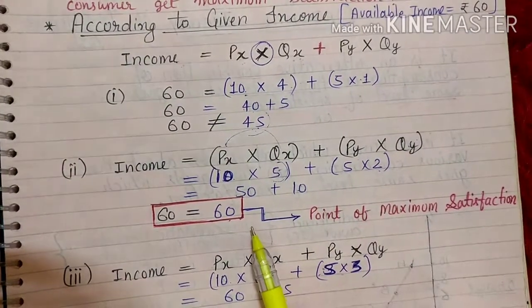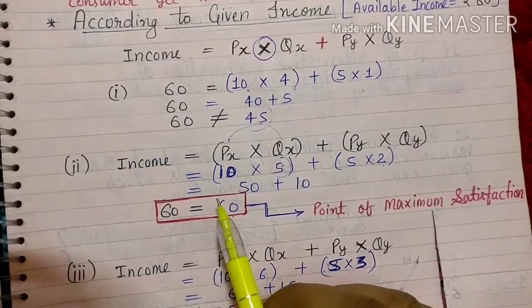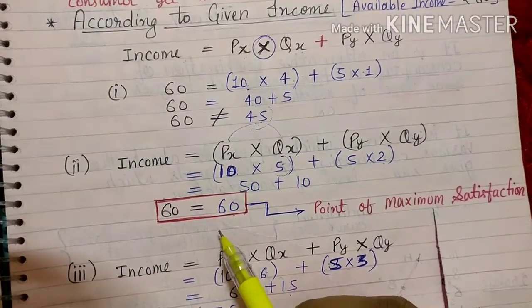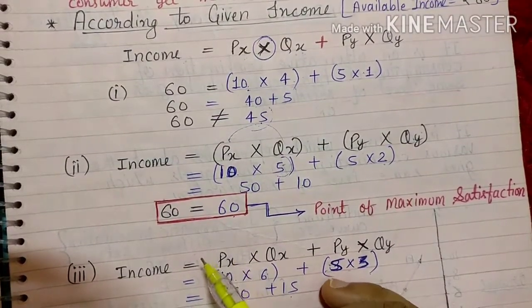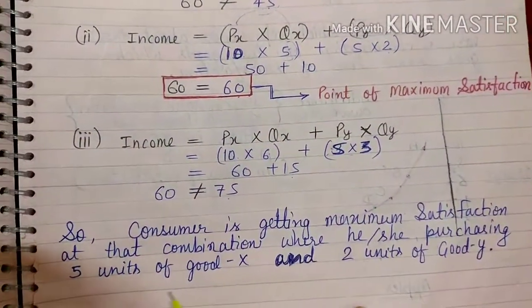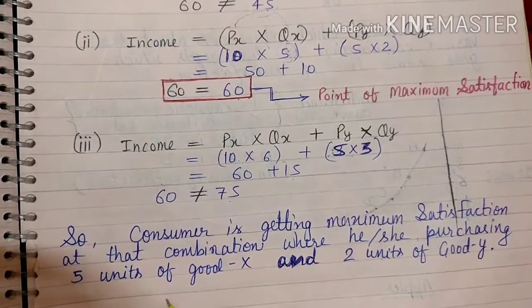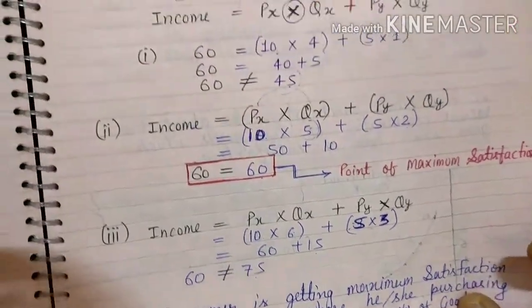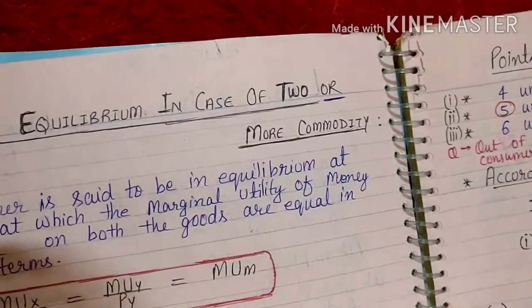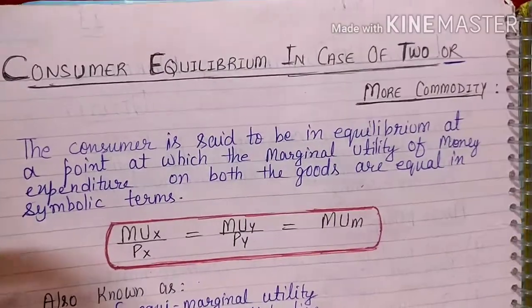Then we can get maximum point of satisfaction. So we can say that is the condition of consumer's equilibrium in case of 2 commodities, when we are going to purchase 2 or more commodities. So consumer is getting the maximum satisfaction at that combination where he or she is purchasing 5 units of good X and 2 units of good Y. So this is consumer's equilibrium in case of 2 or more commodities. So I hope it is clear to you.